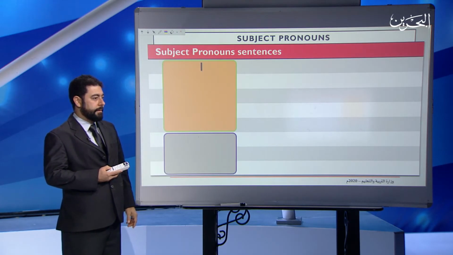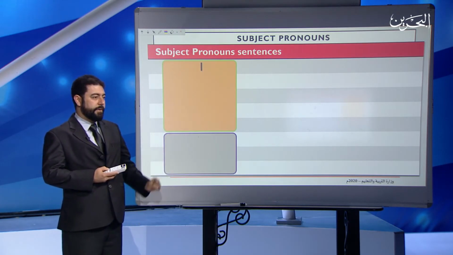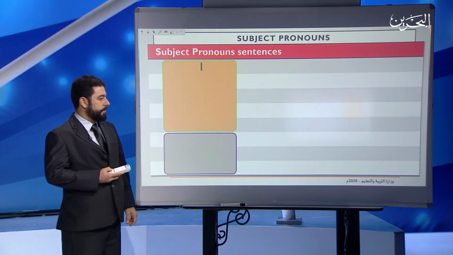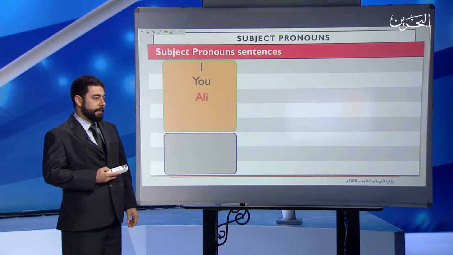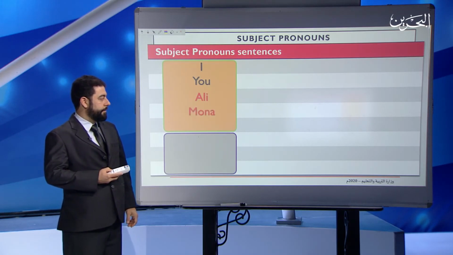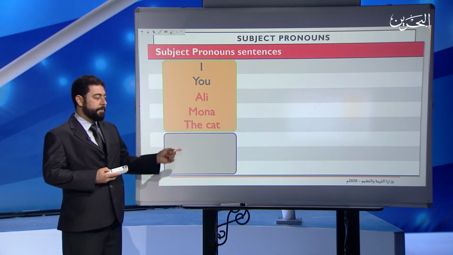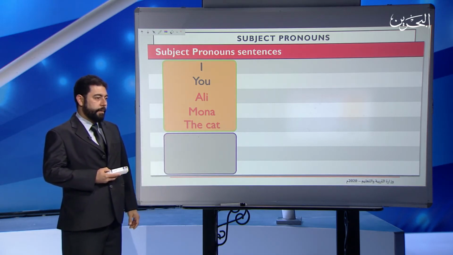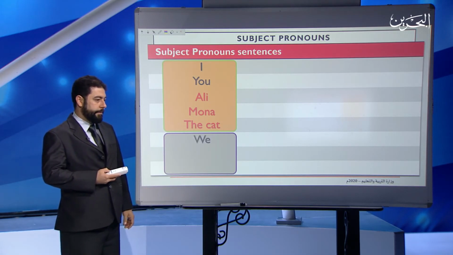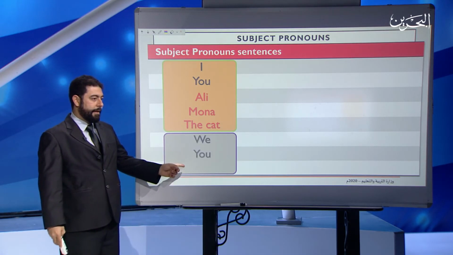Subject pronoun sentences. Let's substitute some of the third person pronouns. I, you, what about he? I can say Ali. What about she? Mona. What about it? The cat. Can I substitute we with a name or a noun? No. What about you? You cannot do that, but with they, you can.